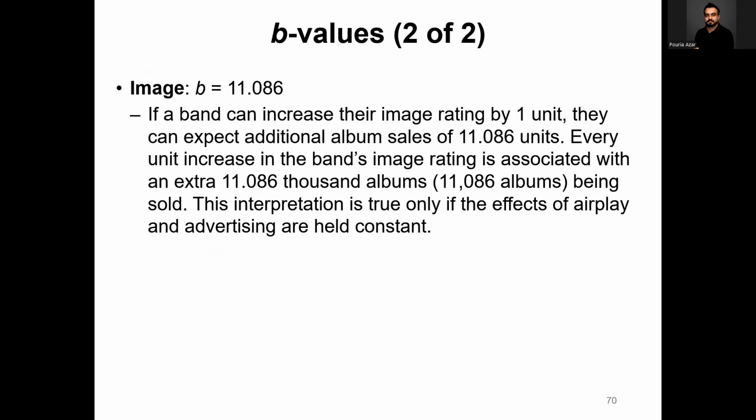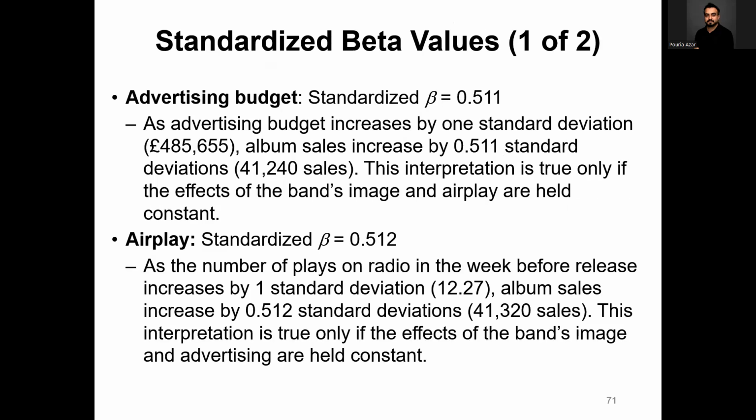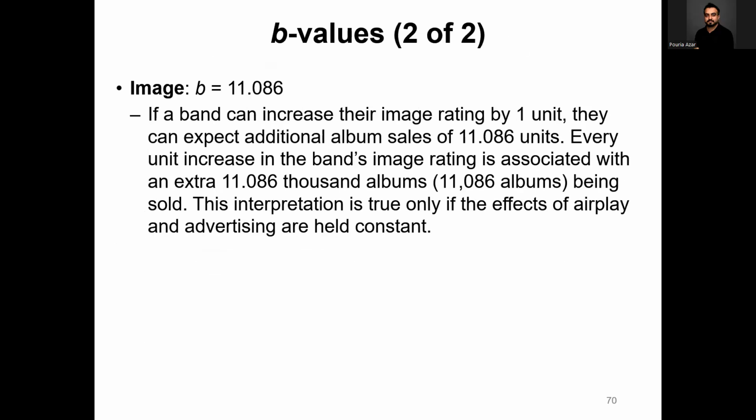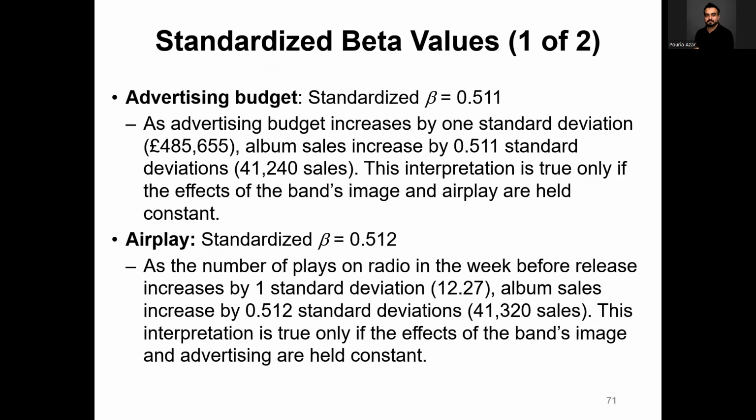The image of the band, the beta coefficient was 11.086. So I would interpret this number as if a band can increase their image rating by 1 unit, they can expect additional album sales of 11.086 units. However, these are beta coefficients, unstandardized beta coefficients.